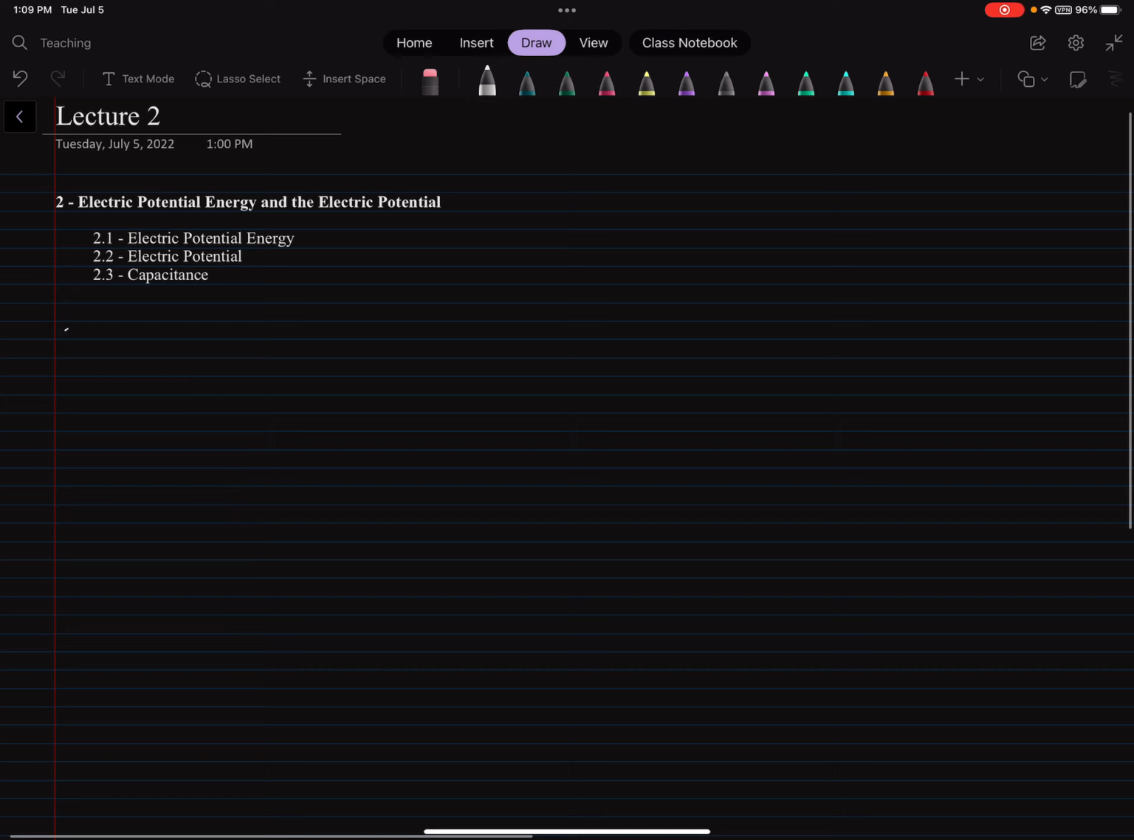Alright, so 2.1, electric potential energy. You probably have a pretty good understanding of what each of these words mean. Potential energy, we know from our mechanics course. We would often talk about gravitational potential energy, and it's only natural to expect there to exist some electric version of potential energy as well. So that's what we're going to talk about.